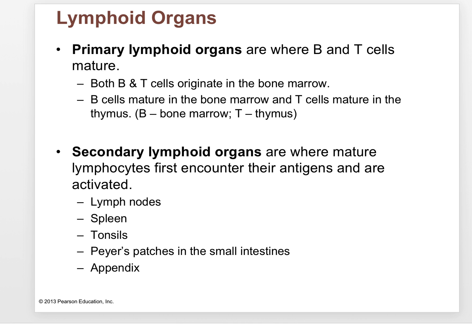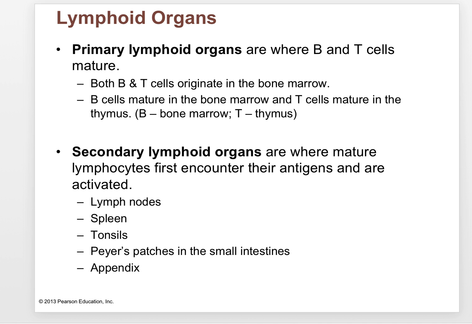Secondary lymphoid organs are anywhere where mature lymphocytes first encounter their antigen and are activated. So this is where the lymphocytes are born, in the bone marrow. They either stay in the bone marrow or go to the thymus for maturation. Then when they're mature, they're ready for their first fight. They're ready to encounter their first antigen.